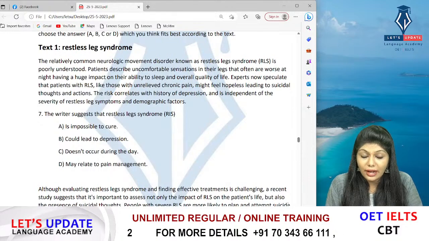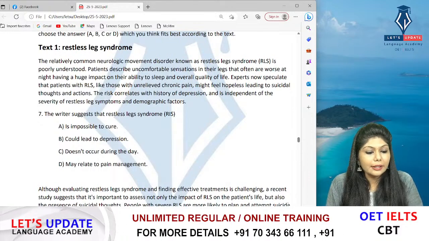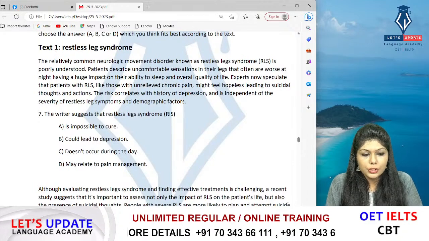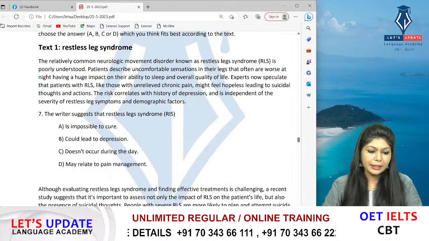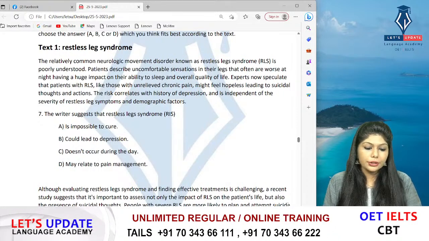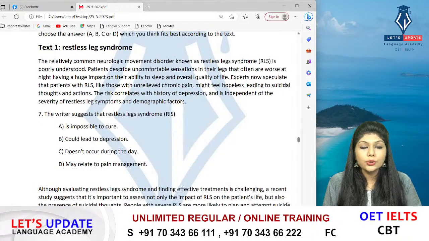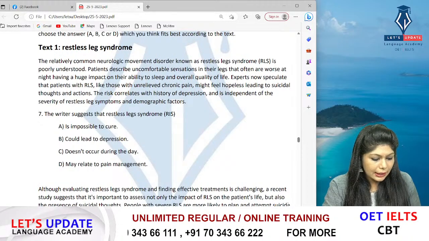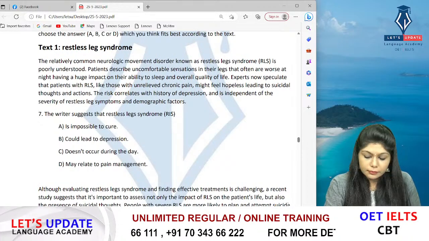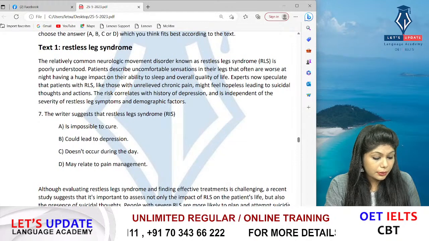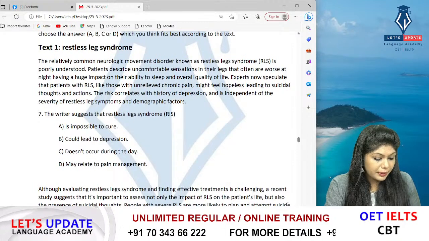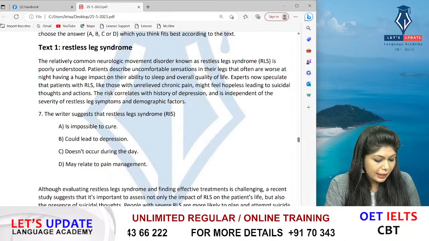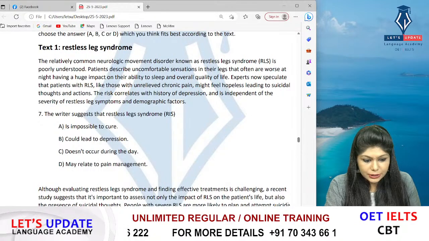So this is a paragraph, and the question is: writer suggests that the restless legs syndrome, option A, is impossible to cure, B, could lead to depression, C, doesn't occur during the day, and D, may relate to pain management. So what do you think is the correct answer? The answers that I can see coming up on the comment section is Meeravan has responded with B, Bijay Aju with B, Sharath S. Shiva with B, Rinsi Liju with B, Anjana M.A. with B, and Sonia Bibbins with B.